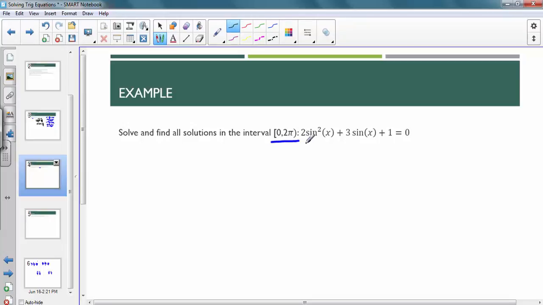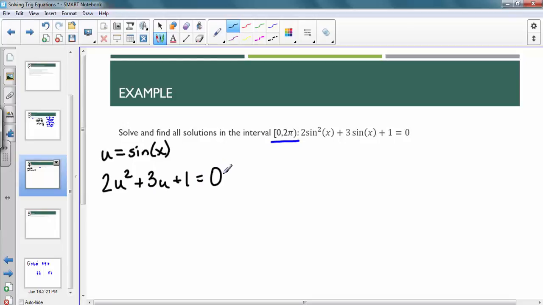All right, so we have 2 sine squared of x plus 3 sine of x plus 1 equals 0. Again, we're going to need to isolate those trig functions. Here we have a quadratic equation, and it's really hard to factor when it's in this form. So the first thing I'm going to do is say let u equal sine of x. This way I can rewrite it just using the u's to replace the sine, and you can choose any letter that you want.